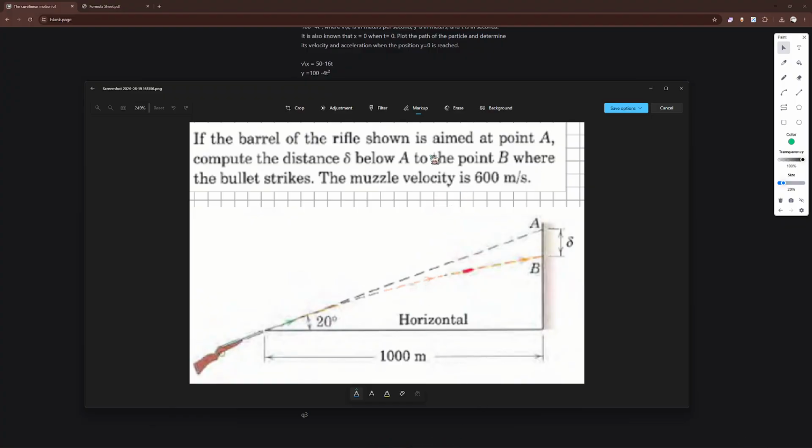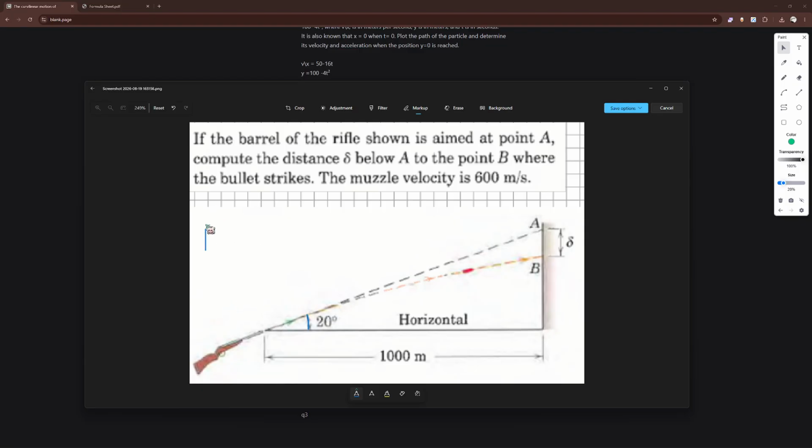This, again, is not that bad of a question. You need to set up a datum, choose your directions, which is positive and stuff. But let's read the question first. The barrel of a rifle is shown pointing at A, right? Compute the distance delta below A to the point B, where the bullet strikes. The muzzle velocity is 600 meters per second. And we have an angle of 20 degrees here. Keep that in mind.